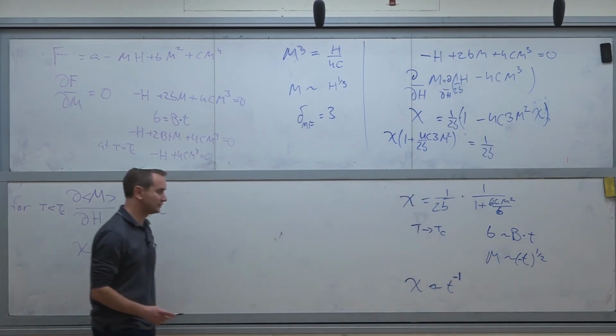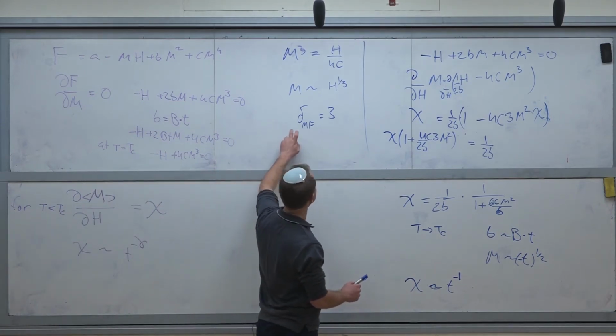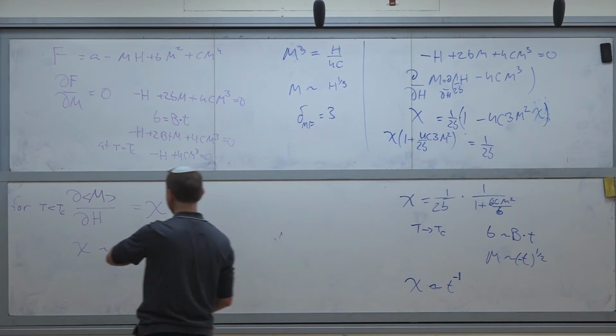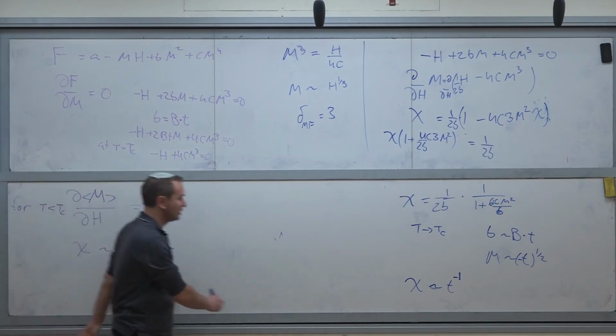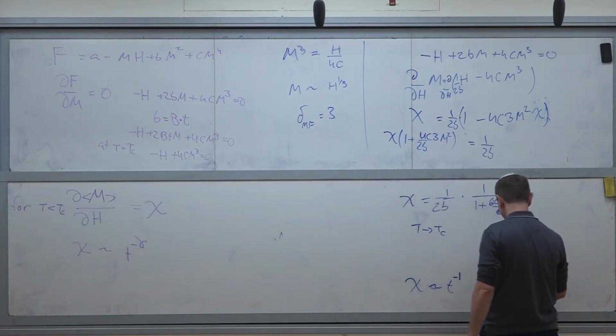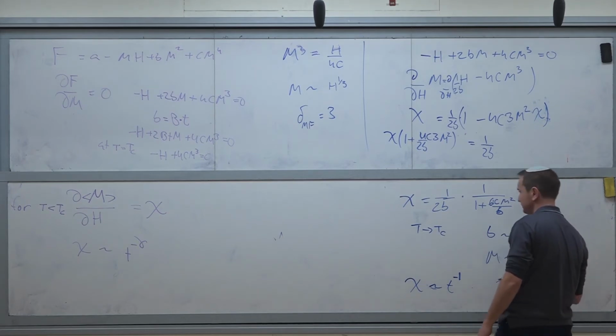So from the exact definition of the critical exponent, we have that our gamma of mean field equals -1.